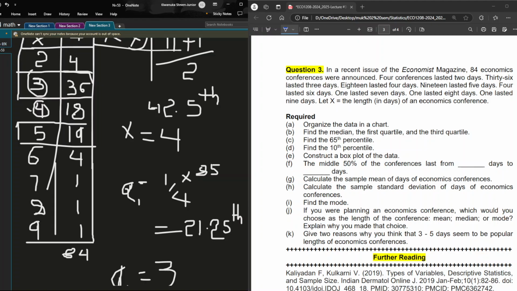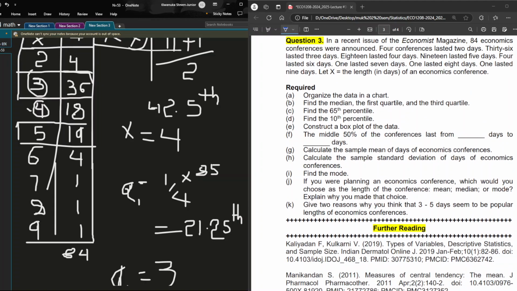And the last one: give 2 reasons why you think 3 to 5 days seem to be popular lengths of economic conferences. First of all, they are cost efficient. Shorter conferences are cheaper for organizing and attending, and they are convenient. Attendees can easily fit 3 to 5 days. Conferences can easily be scheduled, attendance is high, and it is cost effective.